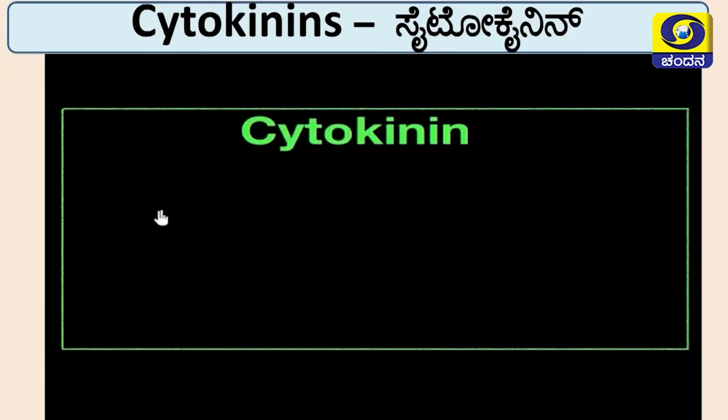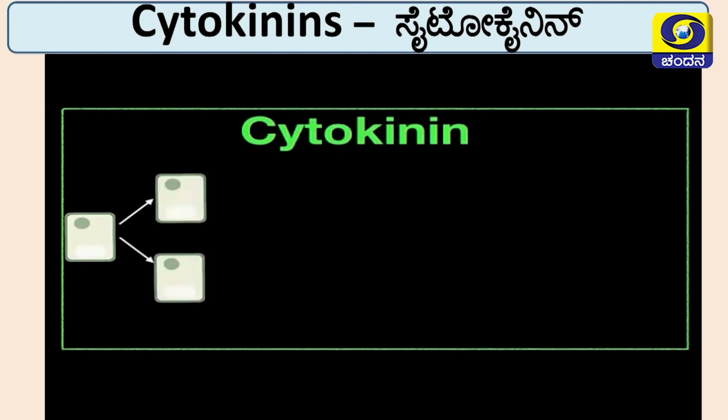Next we will see cytokinins. As the name itself suggests, cyto means cell, kinins means division. So, one cell will divide into 2, 2 into 4. Like this it helps in the growth of the overall plant body. If it divides laterally, the girth will increase. If it divides vertically, the height and depth will increase. So, the cytokinins help in growth of the plant.